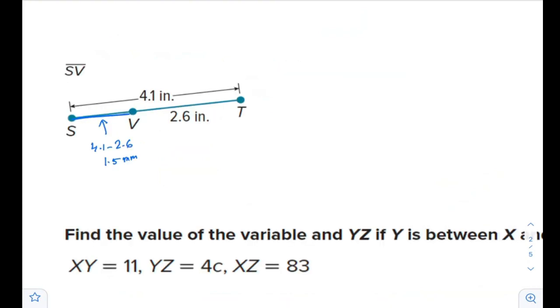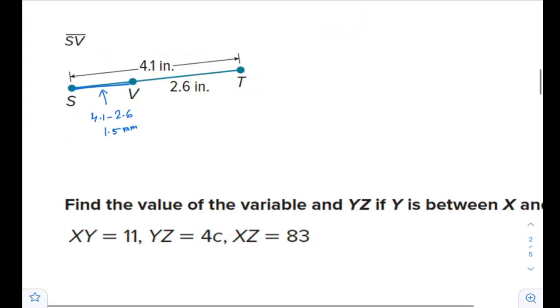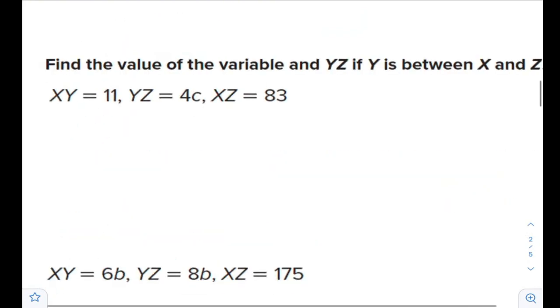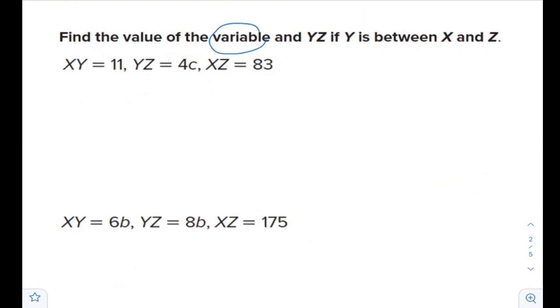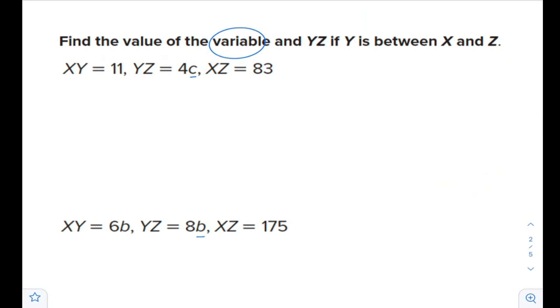Now we will move to expressions. We will use the same strategy, but now we have to find a variable. Find the value of the variable. We will have sometimes variable C, sometimes variable B, sometimes another variable. So it depends on the variable that you are going to find.